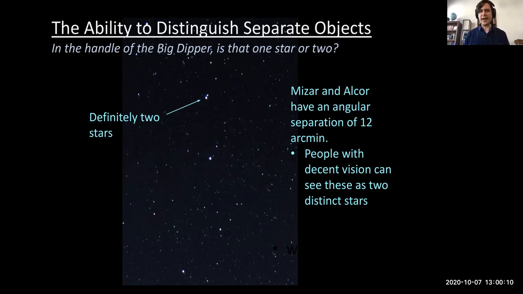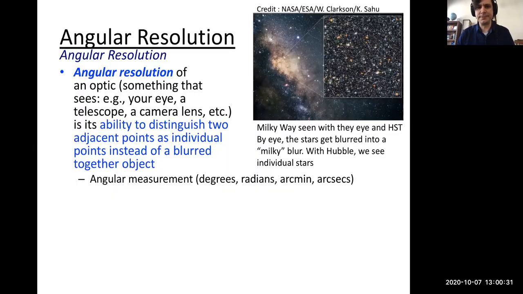And whatever you're looking at the stars with, maybe it's your eye, it does not have good enough angular resolution to see that those are two stars. Instead, it sees them blurred together as one single blob. And that's what we're talking about with angular resolution. So let's actually get into the definitions of it.